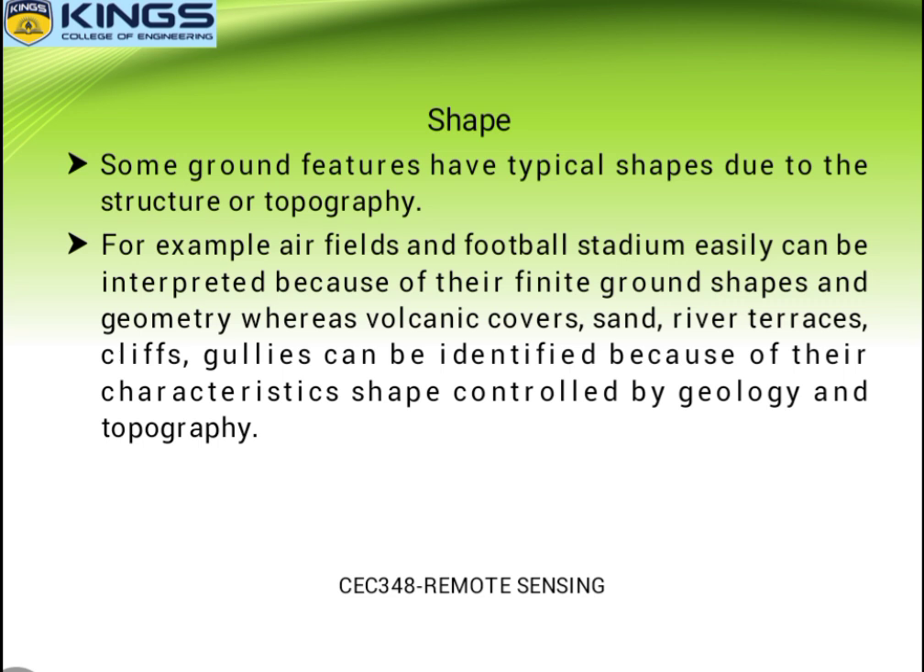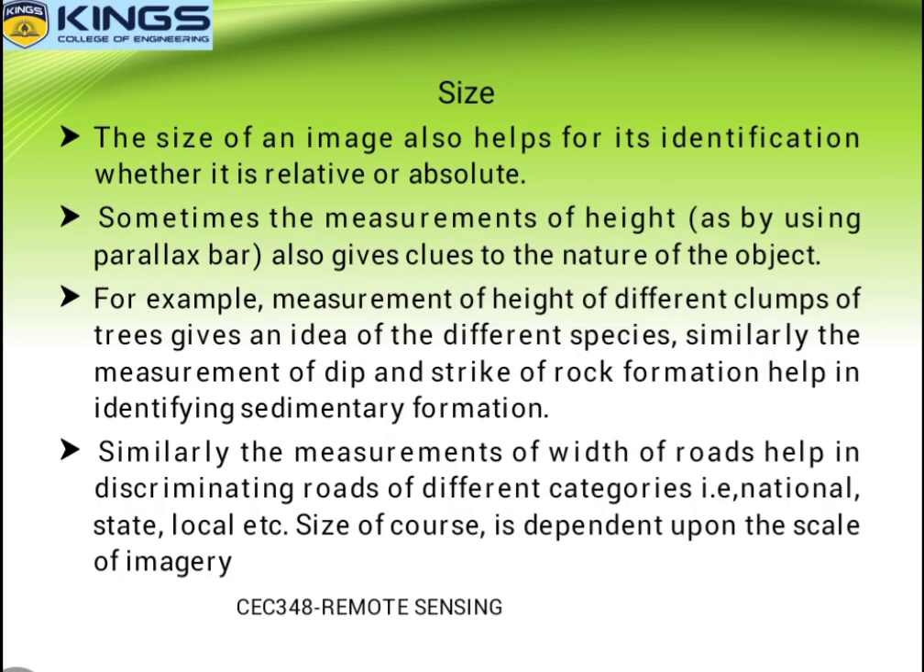Next one is shape. Some ground features have a typical shape due to their structure or topography. For example, an airfield and a football stadium can easily be interpreted because of their finite ground shape and geometry, whereas volcanic covers such as sand, river terraces, cliffs, and valleys can be identified because of the characteristic shape controlled by the geology and topography.